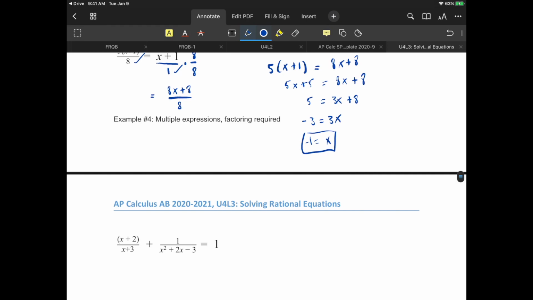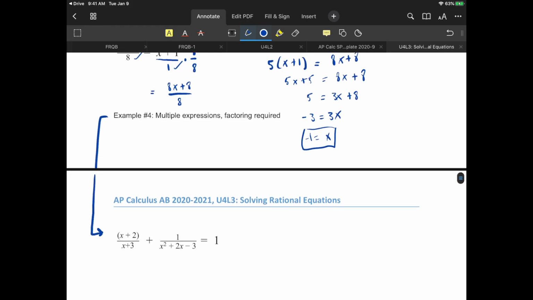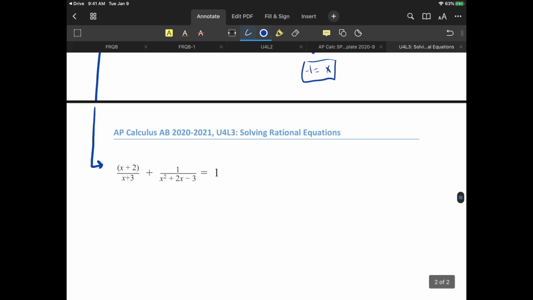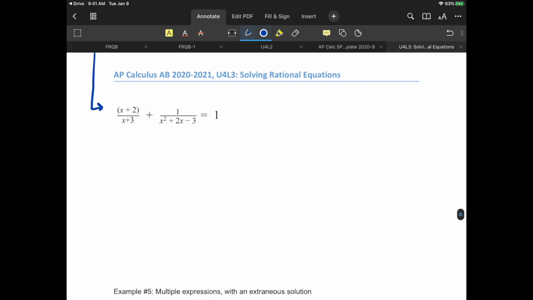Two more examples. Example number 4. Sorry, that kind of went onto the wrong page there. Multiple expressions, so just kind of getting into two of the hairiest examples you might see. We've got 3 different denominators here. One of them's hidden. We've got a denominator of 1 on the right, a denominator of x squared plus 2x minus 3 in the middle, and a denominator of x plus 3.